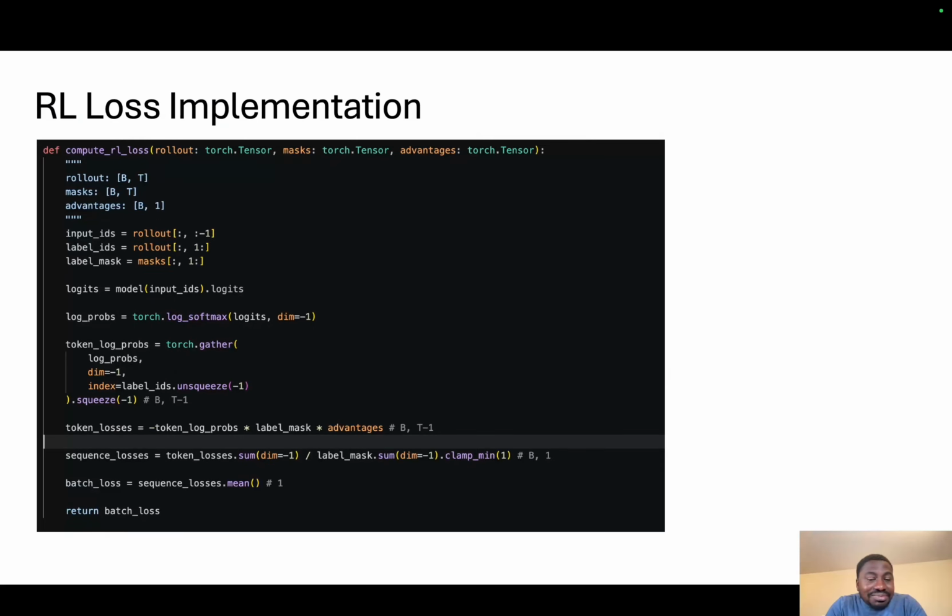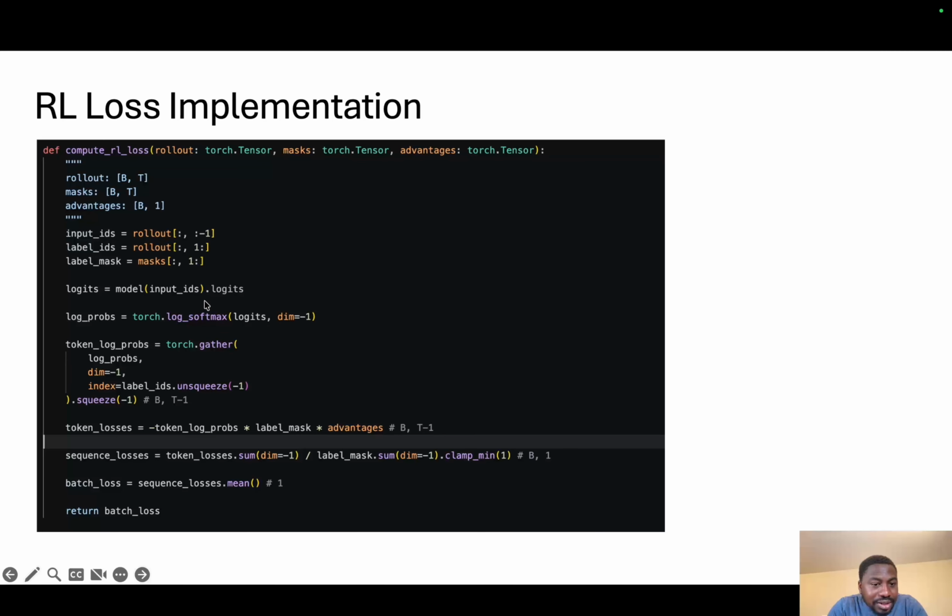So the RL loss is similar. What we do is we have some rollouts, we have some mask, and we have advantages, which tell us how good it is. In this case, your advantage will be just one number for a single sequence in your batch. And so what we have is the rollout, where you pick the input IDs as the rollout up until almost the last token, and then you have the label, which is from the first token upwards, and the label mask is similar to the label.